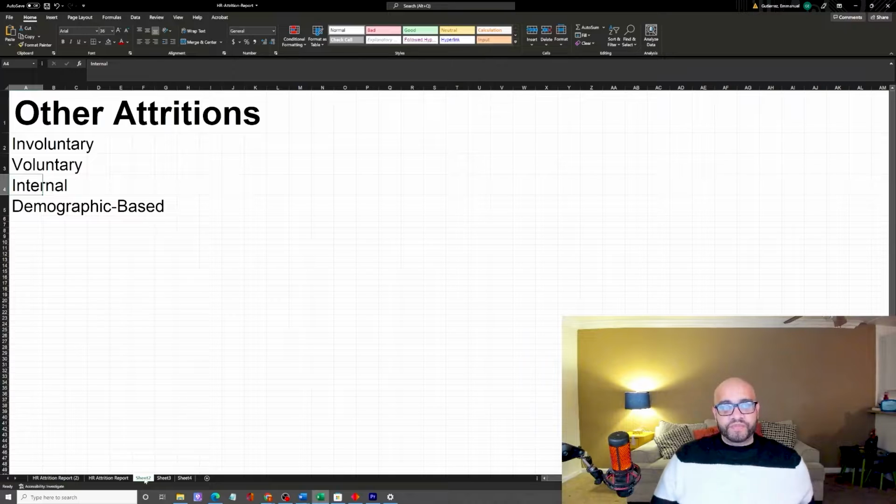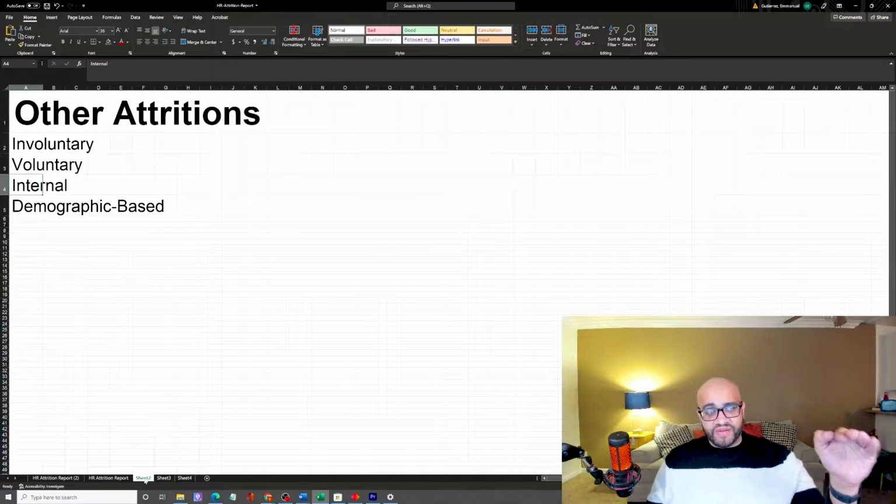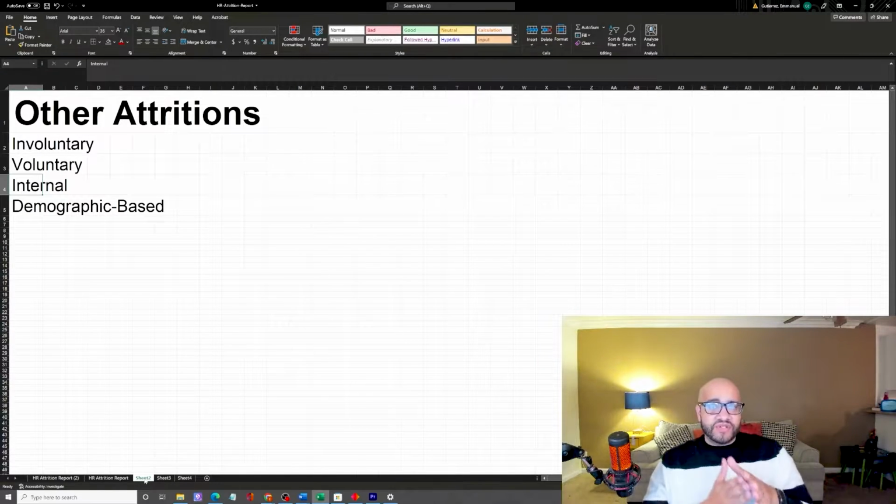Now, a newer way of looking at attrition, and it's definitely one of the most important ones already, is demographic based. So what is demographic based? It's basically looking at attrition by age, gender, race. You may have an overall healthy attrition level, even if you divide it by involuntary, voluntary, and internal. But then if you look at the sub demographics under that, right, age, gender, etc., you may have high fluctuations between those, right?